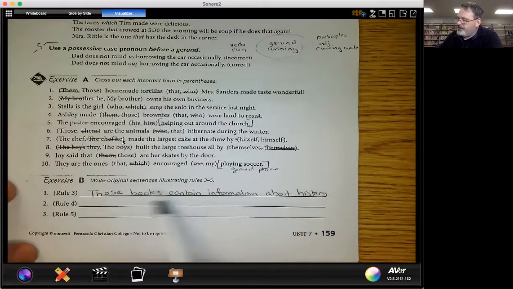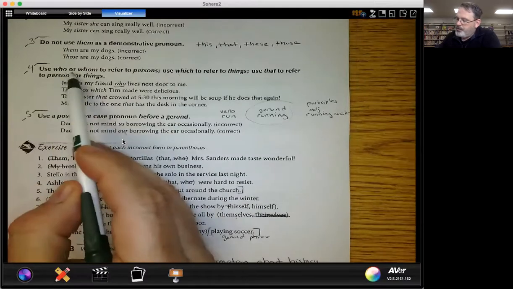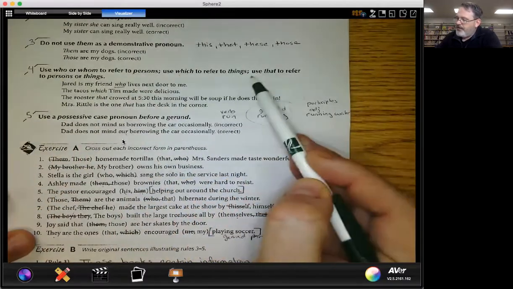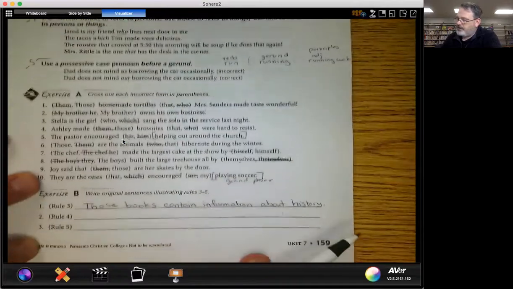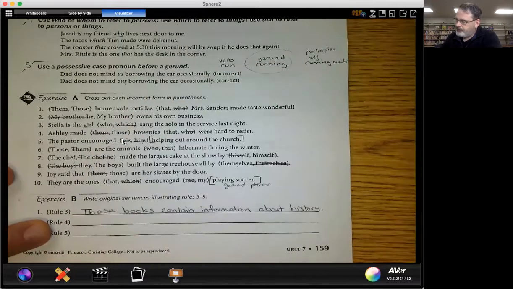Right? We had already written a sentence in exercise B about Rule 3. Let's look at Rule 4 and Rule 5 and get those sentences written. Rule 4 is use who, whom to refer to persons, use which to refer to things, and that to refer to persons or things. Well, let's write a sentence that demonstrates one of those. Let's write a sentence about a thing only, okay? So we'll use which.